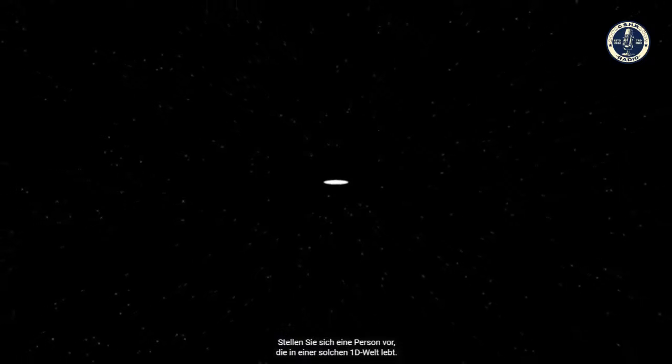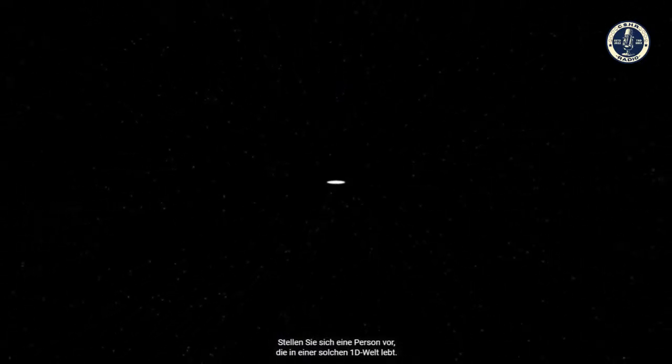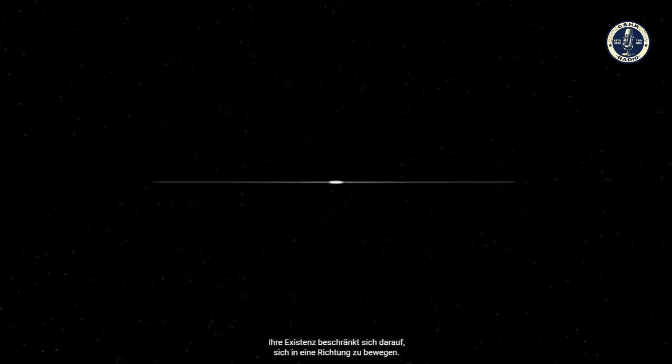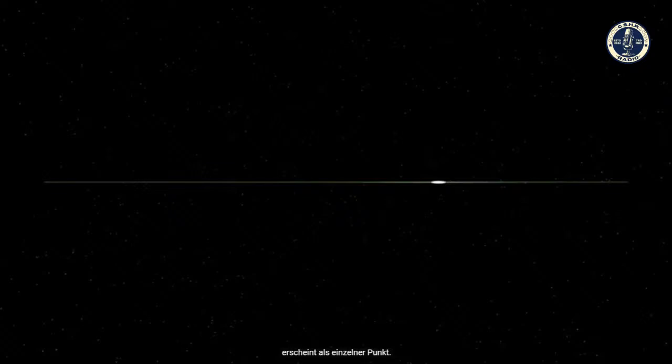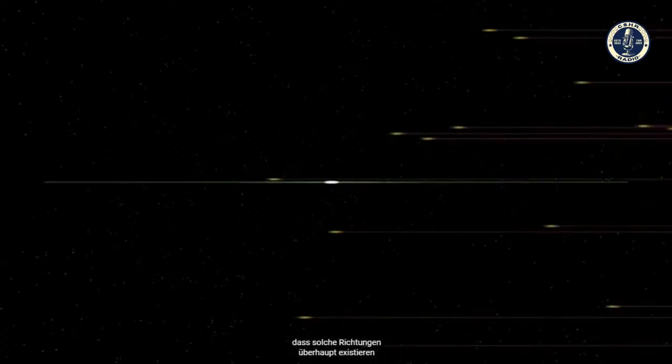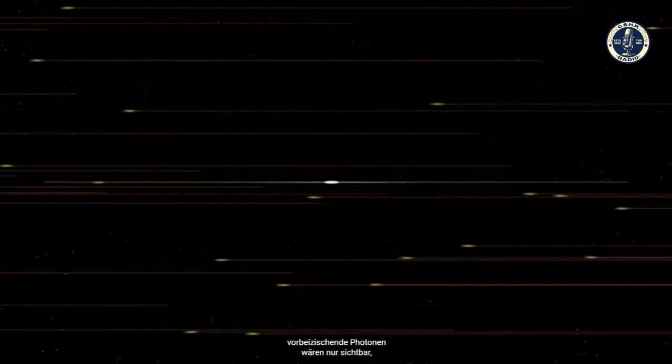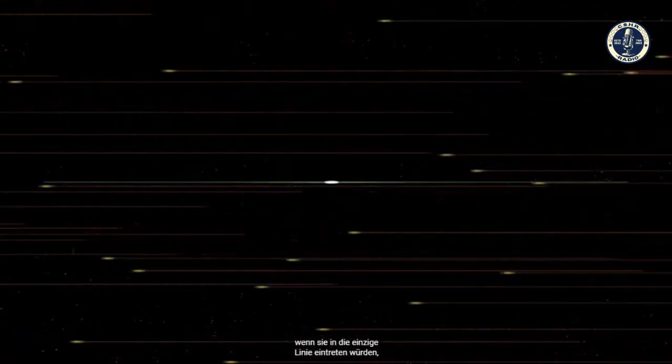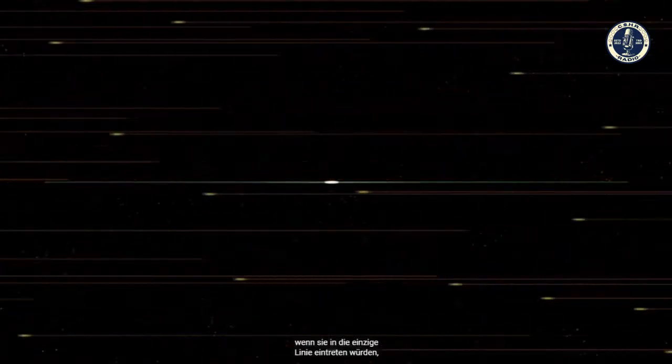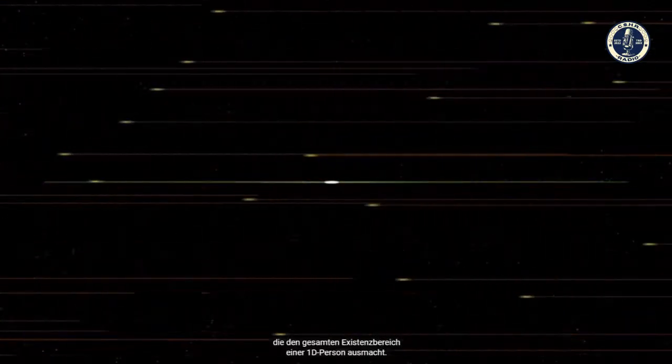Imagine a person who lived in such a 1D world. Their whole existence would be found either moving one way or the other. All of reality would exist either to the left or to the right of them, and would appear as a singular dot. They could not move or see in any of the other directions, and probably could not even comprehend such directions as even existing. Photons whizzing by them would only be visible if they entered the singular line that was a 1D person's whole area of existence.